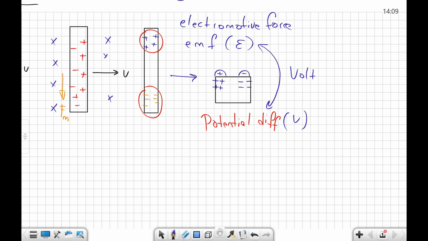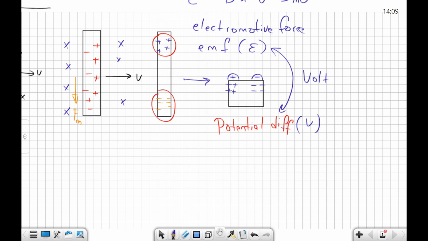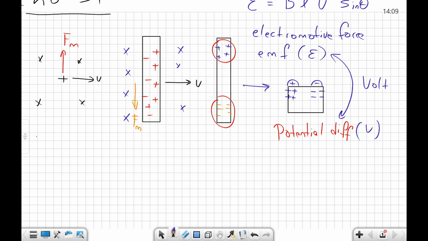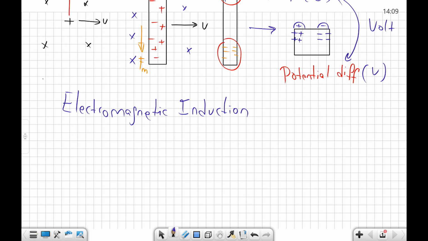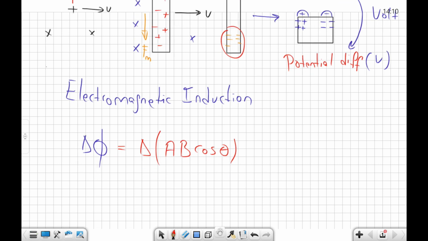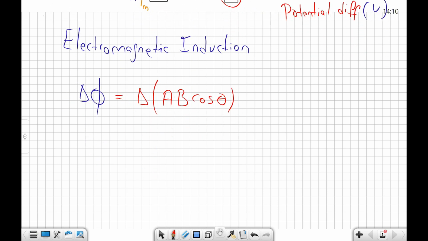This is the production of electricity by using a magnetic field. The production of electricity by using a magnetic field is called electromagnetic induction. The best way to have electromagnetic induction is the change in flux. Actually, this is the only way, because whenever you change flux, everything will change. From Chapter 5, flux was A B cosine theta. So we have these three ways to change flux.